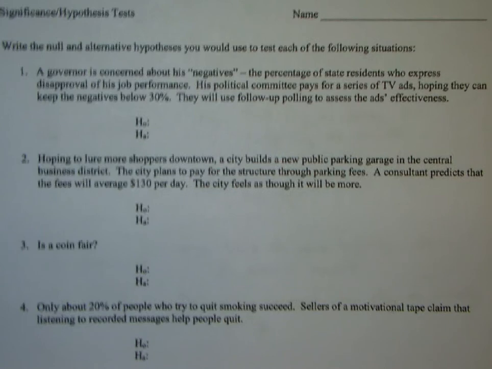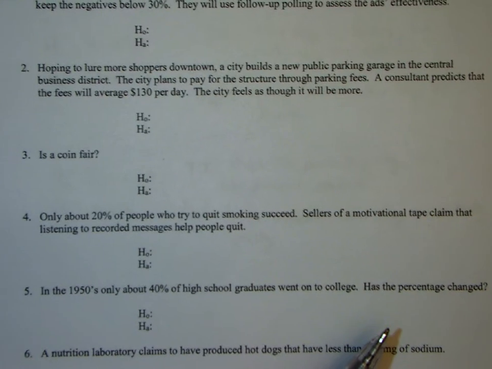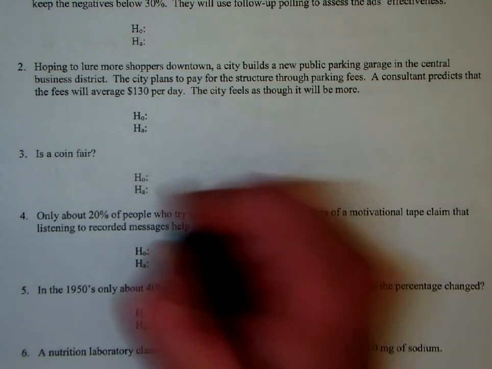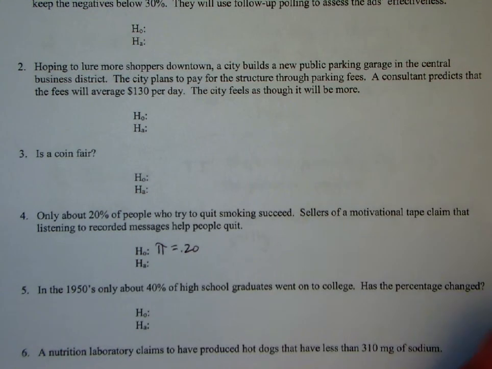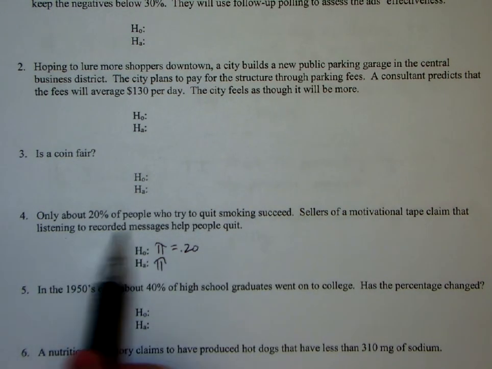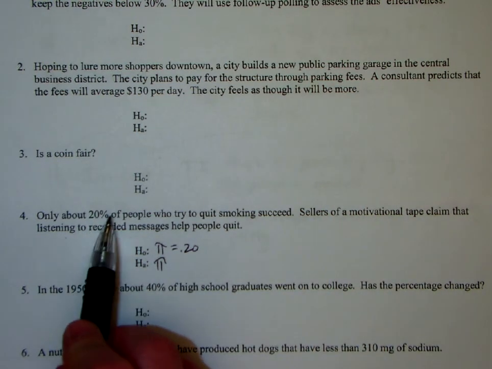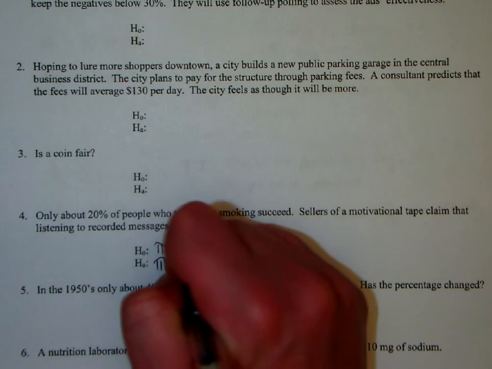Now, when I look here, let me find a good one. So this is the very first page you did when we did significance tests, just practicing H0 and HA. Okay, so number 4. This is a percentage problem. So pi is equal to 0.20, and the alternative is that pi is higher, they think that if they sell this motivational tape and people listen to it, a higher percentage of people will quit smoking.